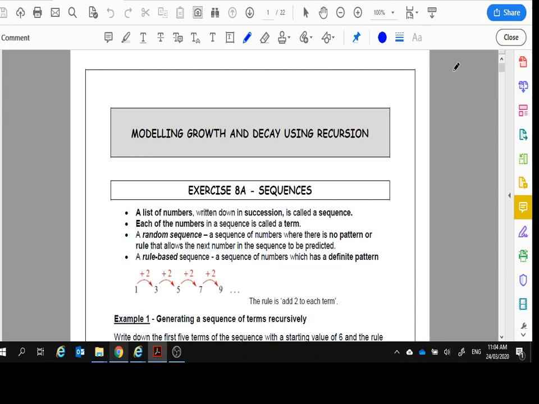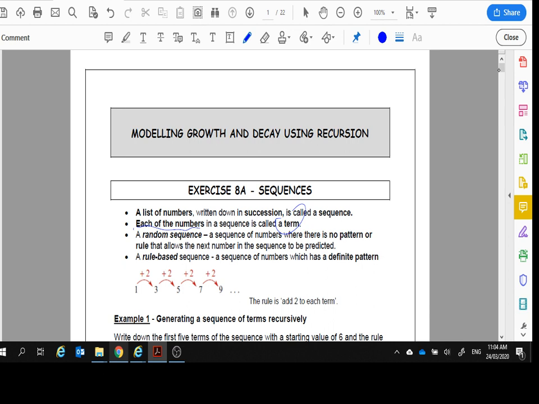Sequences. A sequence is just a list of numbers in order that is either multiplying or dividing or adding or subtracting. Something's happening to it, like a times table, 2 times tables. That is a sequence. Each number in the sequence is called a term.